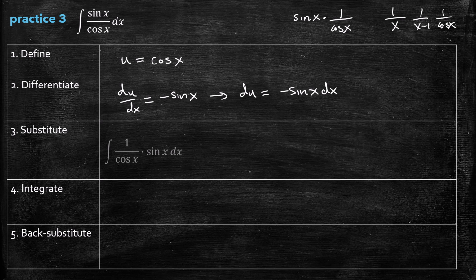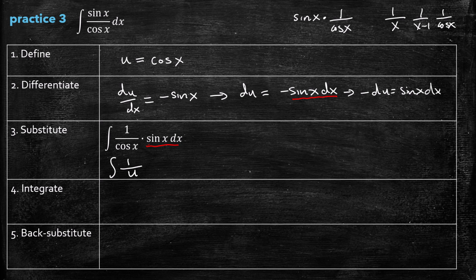Okay, so now we are going to make the substitution. So cosine x gets replaced with u. And sine x dx, okay, let's see. We want sine x dx, not negative sine x dx. So let's take that negative to the opposite side, sine x dx. And then we can replace this with negative du. So bringing that negative outside.